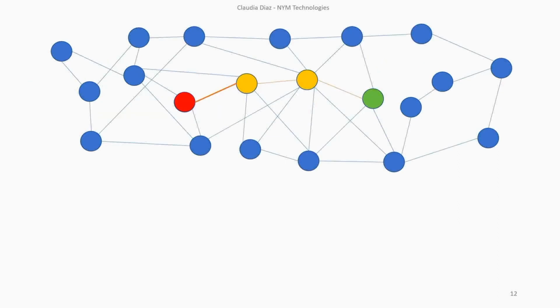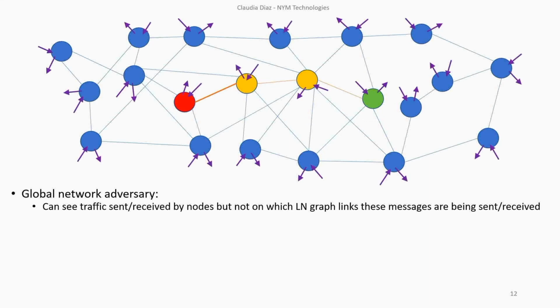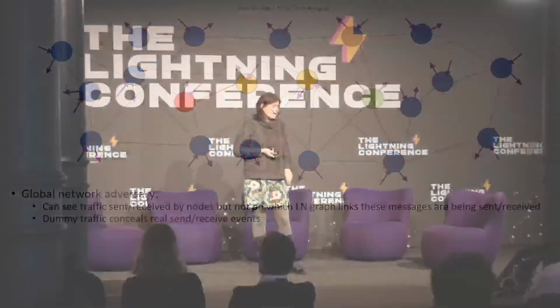All right. So with respect to the global network adversary, we would be able to see traffic being sent and received by nodes, but not on which link these are sent. So basically, you see these nodes sending traffic to the mixnet, receiving traffic from the mixnet, but you cannot tell with which neighbor they are communicating effectively. And if you're using dummy traffic, then it becomes even harder, because the fact that they are doing something doesn't mean that something is happening at all.